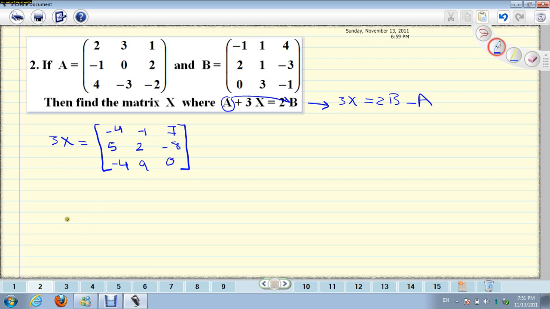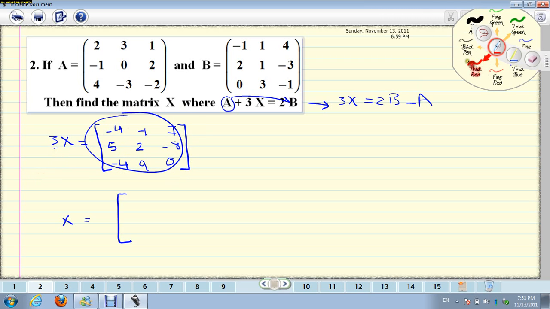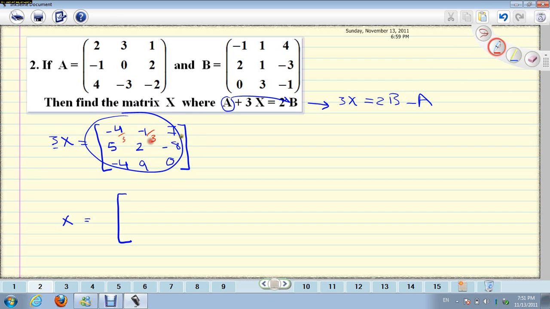So this is 3X. So when I want to get X, I'm going to divide each element of this matrix by 3. Okay, so let's do it here. I'm going to divide this by 3, and this by 3, and this by 3, and this by 3. Each one here I'm going to divide by 3.